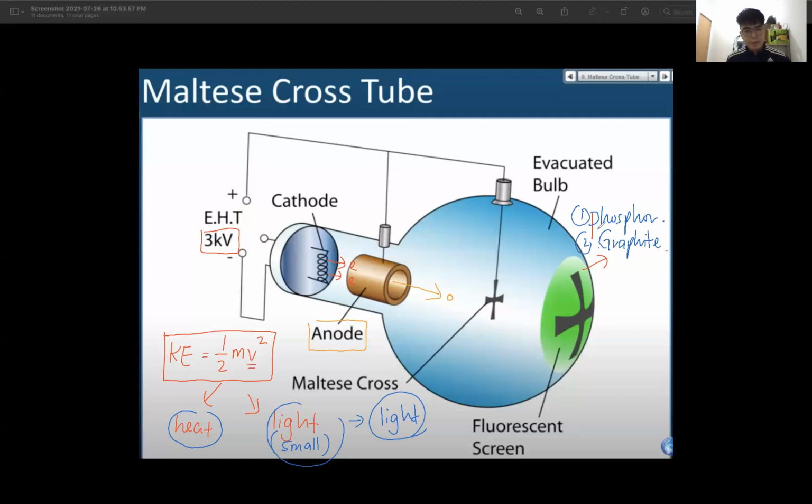The graphite. Okay. Now you need to know also what is the function of this. The graphite coating, it is connected to the earth. Graphite is a conductor. Okay, 它是 conductor.